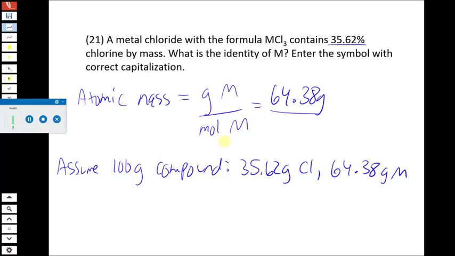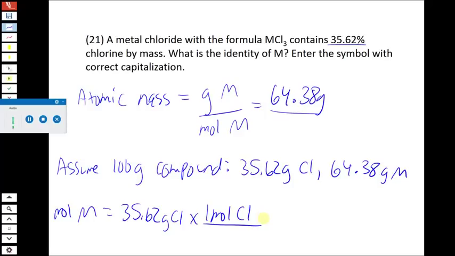So the way we're going to do that is we know the identity of one of the elements. So if we know that we have 35.62 grams of chlorine, we can figure out how many moles that is. We know from the formula the ratio of the number of moles of metal and chlorine. So in 2 steps, we can calculate how many moles of the metal we have. So if we want to find out how many moles of metal are in 100 grams, we have 35.62 grams of chlorine. This we know the identity of, so we can find its molar mass and divide by it to get the number of moles of that element.